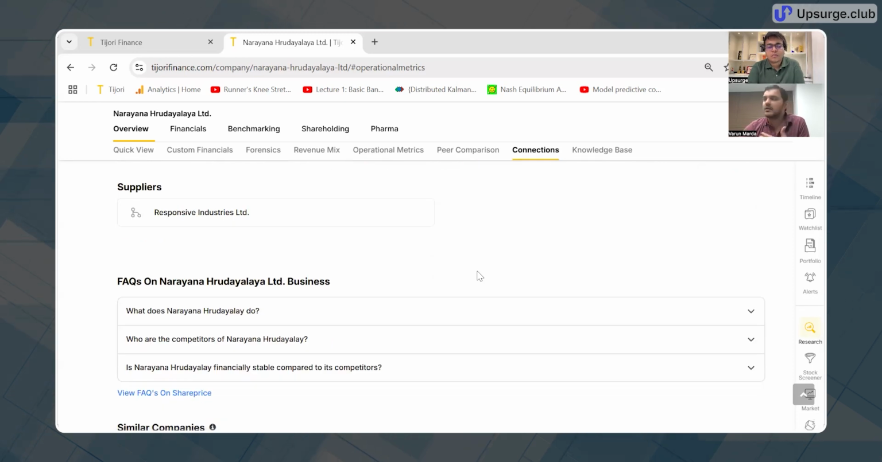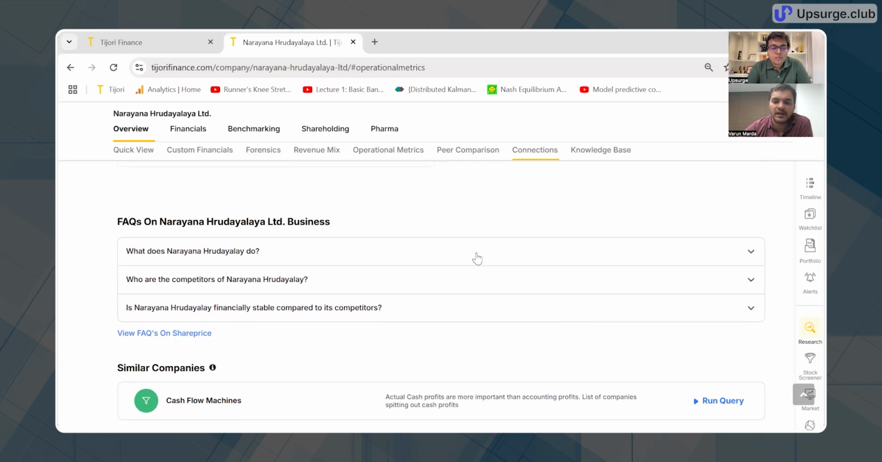If I'm a small auto ancillary, I want to know who are the customers of mine. It might help me get some conviction on the company. So we track those as well, suppliers, customers, and stuff like that. That again comes under unstructured data.